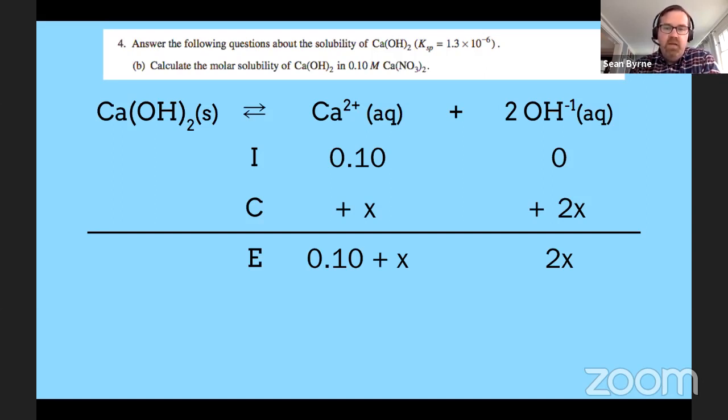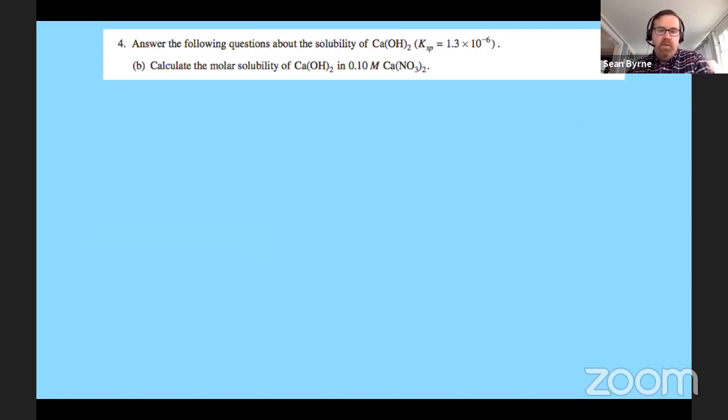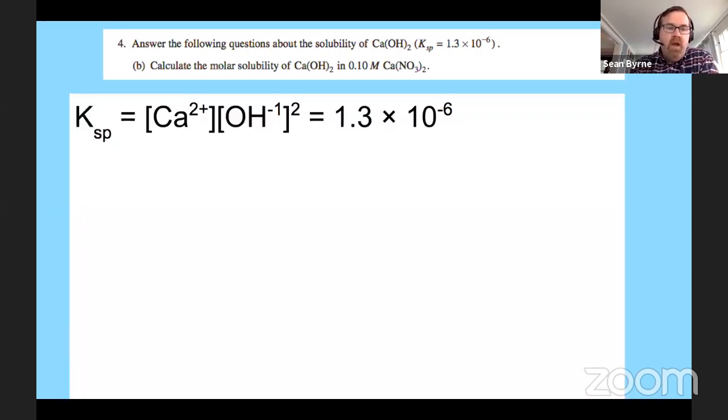So I'm going to go really slowly through these steps for you so you make sure that we get this one right. Our KSP expression is calcium ions times the concentration of OH squared. That's the definition of a KSP expression. And we're told that the value is 1.3 times 10 to the minus 6. Now remember that in the net ionic equation, the calcium hydroxide itself is a solid, so it does not get included. It's a different species.